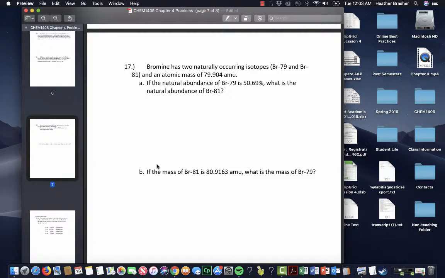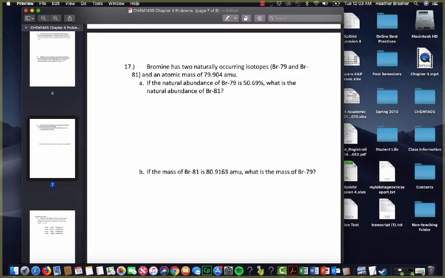And let's look at this. Bromine has two naturally occurring isotopes, Br-79 and Br-81, and an atomic mass of 79.904 atomic mass units. The natural abundance of Br-79 is 50.69%. What is the natural abundance of Br-81?